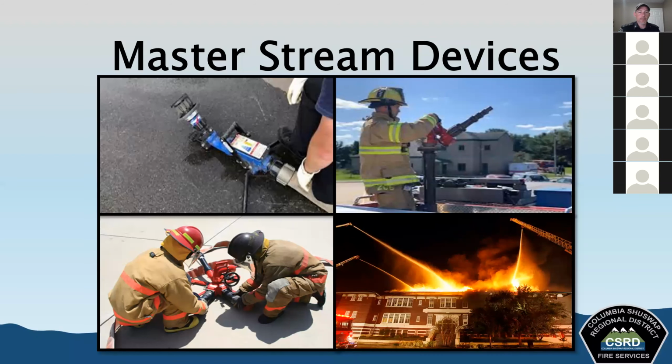One type of master stream is called an elevated master stream. We don't currently use those types in the CSRD, but someday maybe. They're used to apply water from upper stories of multi-story buildings. They can provide exposure protection to endangered structures, structures that may catch fire, and they can be delivered by a number of different types of aerial apparatus. Some are just elevated master stream devices that allow us to shoot water from on high and aren't aerial ladders.